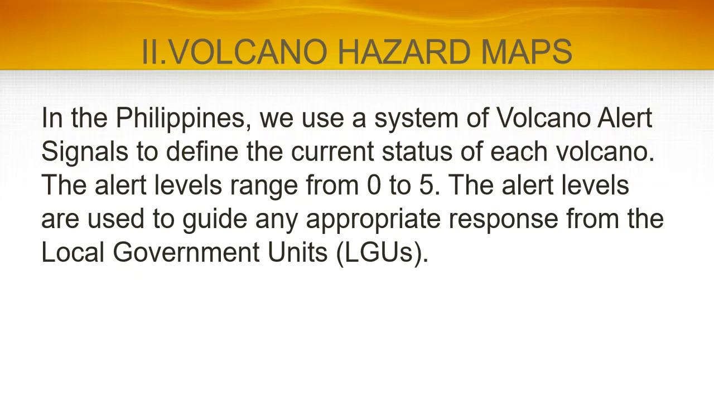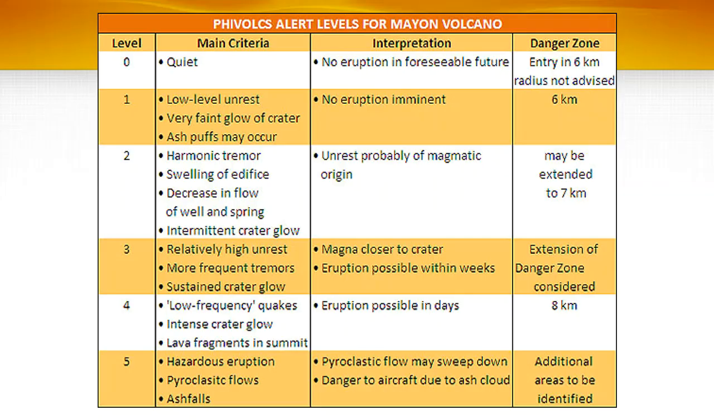In the Philippines, we use a system of volcano alert levels to define the current status of each volcano, whether that volcano is erupting or about to erupt. The alert levels range from 0 to 5. The alert levels are used to guide any appropriate response from the local government units, or the LGUs. Examples of volcano alert levels for the six most active volcanoes in the Philippines are found on the PHIVOLCS website. So we have here an example of alert levels for Mayon Volcano.